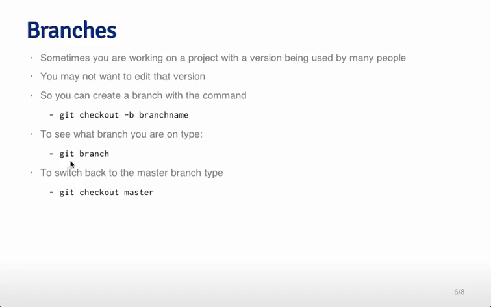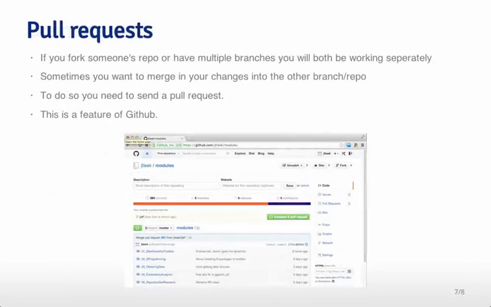To see what branch you're on at any given time, go into the current working directory where the repo is and type git branch, and it'll tell you what branch you're on. If you want to switch back to the master branch, you can type git checkout master and it will check out back to the master branch, so you can look at that branch.